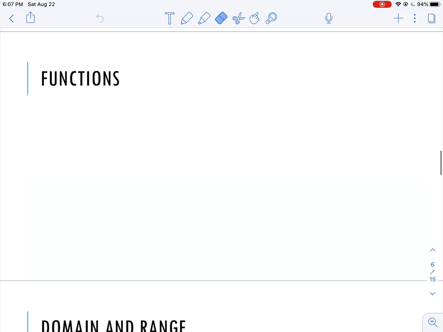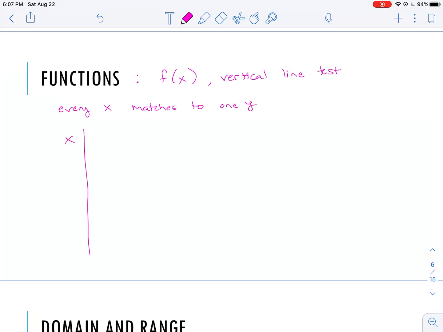So a function. Some of you might remember different things about a function. Some of the things you might remember is that function notation is f of x. You might remember something called the vertical line test. All of these are good things to remember about a function. Some of you might remember that every x matches to one y. So for instance, if you had a table of values and you had 1, 2, 3, 4, 7, 8, that would be a function because every x is matching to one y.